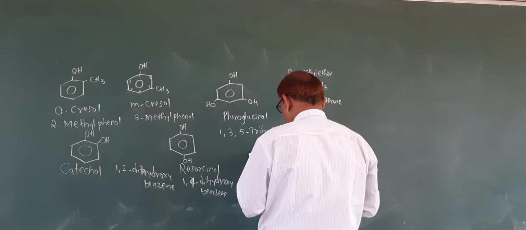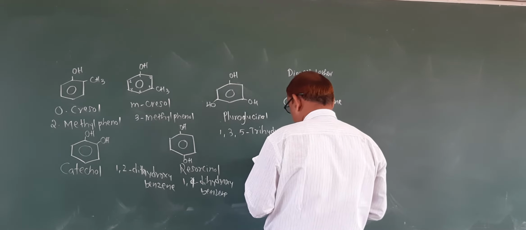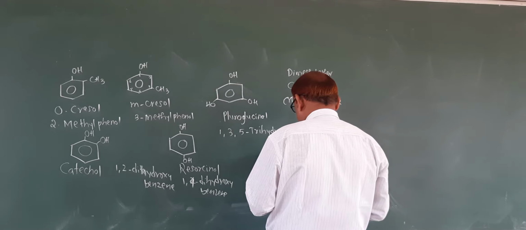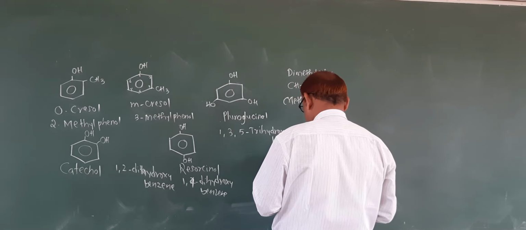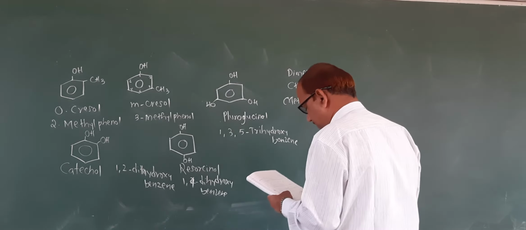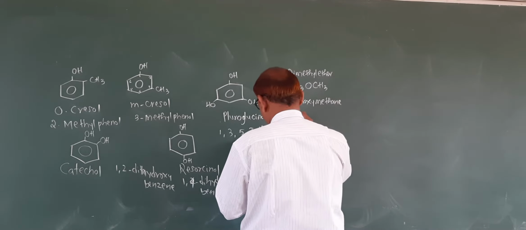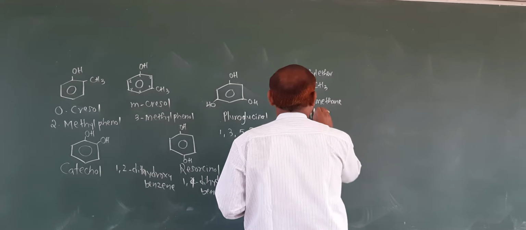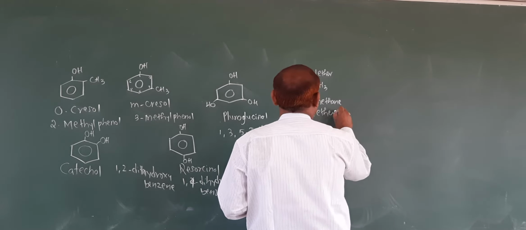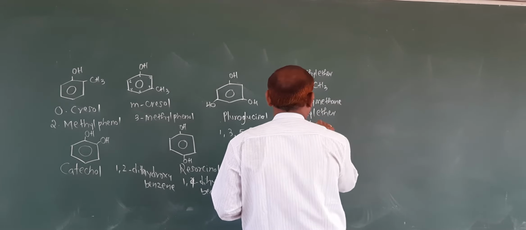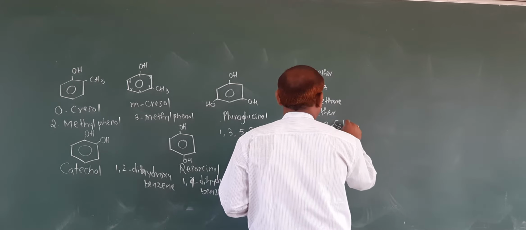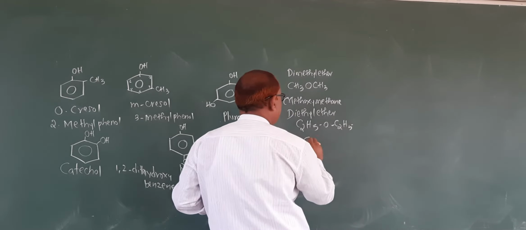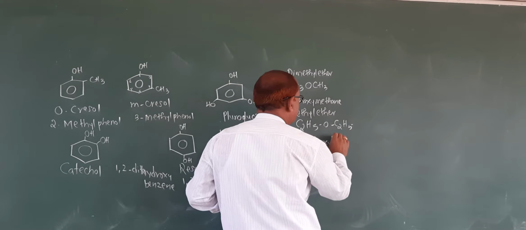If you have ethyl phenyl ether, the name is ethoxybenzene. If you have diethyl ether, the formula is C2H5OC2H5. Its IUPAC name must be ethoxyethane.